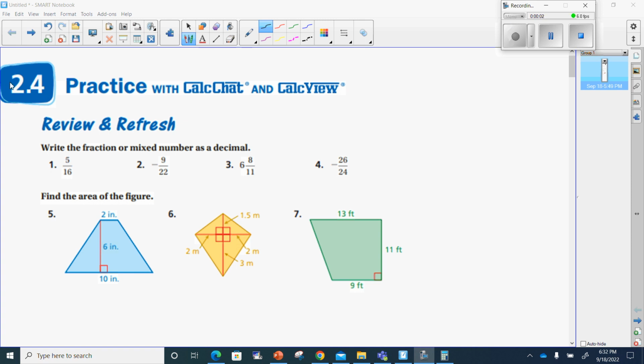All right class, let's go ahead and get on 2-4's homework. I'm going to do all the odd ones, you have the even ones. Write the fraction or mixed number as a decimal. This is 5 over 16, so this is really 5 divided by 16.